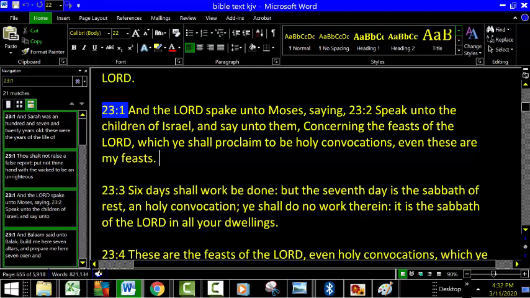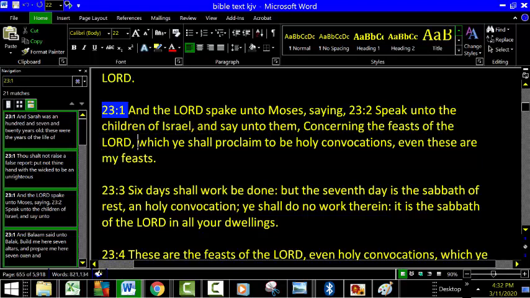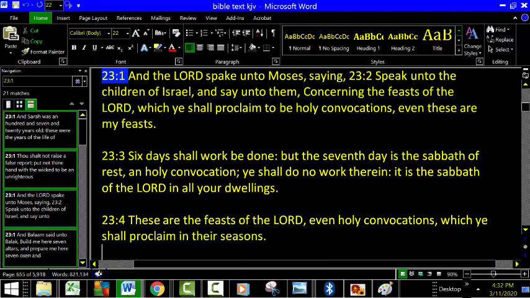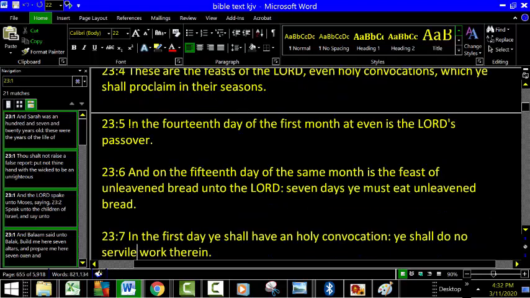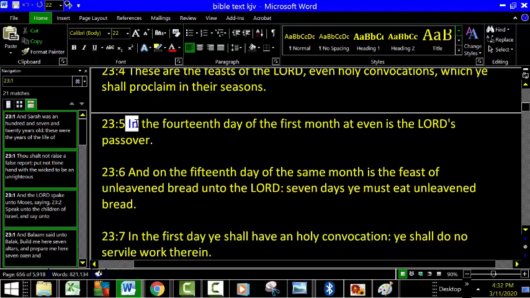Now, I will point out in verse 2, it says, concerning the feast of the Lord. I like to bring this out because there is some confusion. People say feast of the Jews. No, these are the feast of the Lord. And so when we jump down here to verse 5, it says, in the 14th day of the first month at even is the Lord's Passover. The 14th day of the first month at even.